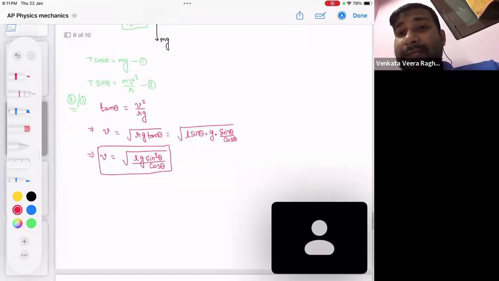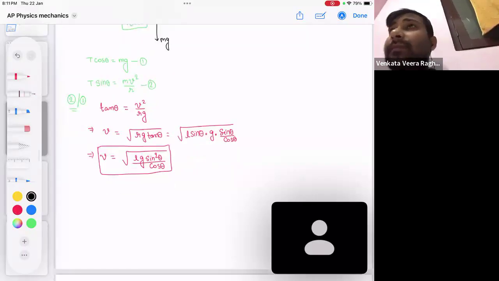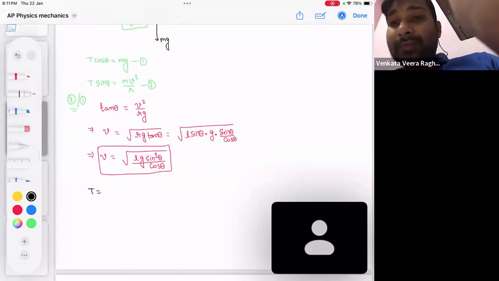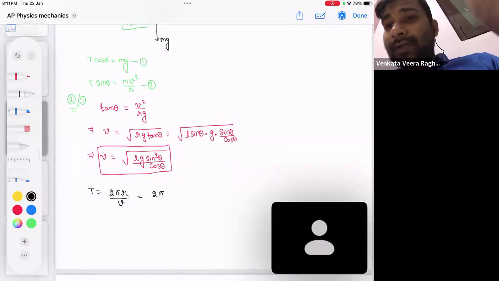This is called the velocity of conical pendulum. If they ask what is the time period, time period means what? Time taken by the particle to complete one cycle. So in one cycle, how much distance will it travel? It will travel 2 pi r, and what velocity? V velocity. So again, you can write 2 pi, in place of radius, you can write L sine theta.